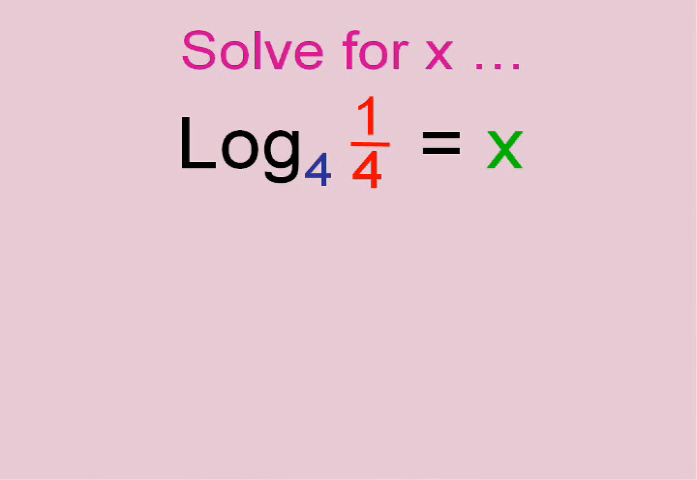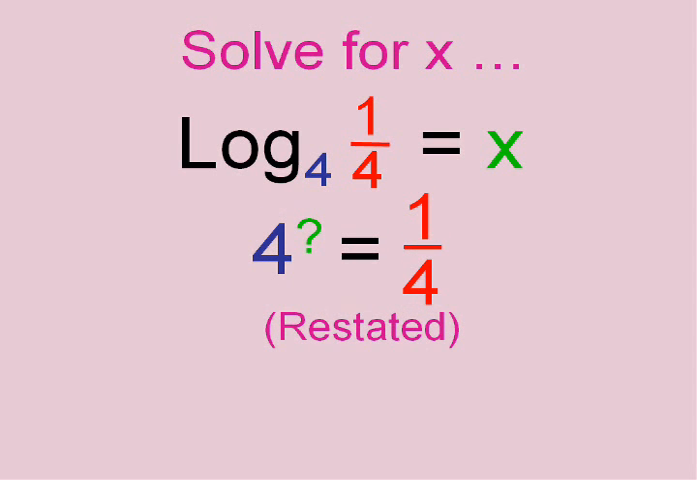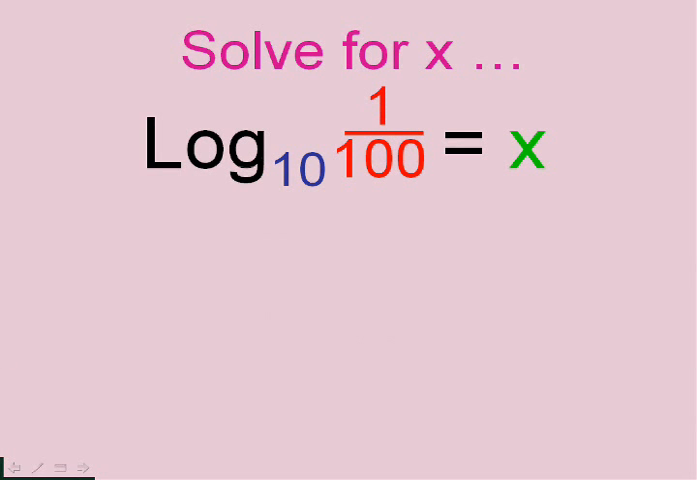The logarithm base 4 of 1/4 equals x. Well, if we rewrite it, 4 to the x, or 4 to the what, equals 1/4. We've got negative 1 as the answer, because 4 to the minus 1 is the reciprocal of 4, or 1/4. Now, practice makes perfect.